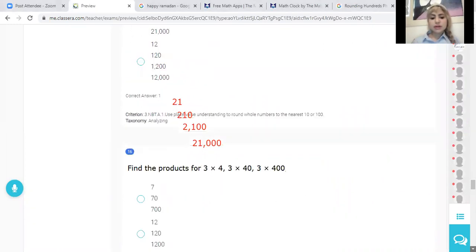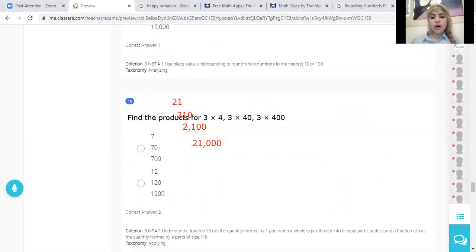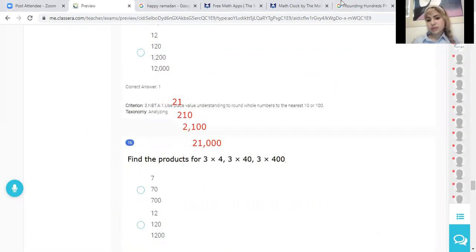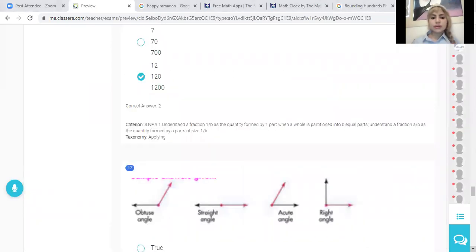The next question. Find the product of, it's the same concept, you see, it's not different. So you will do 3 multiplied by 4, 3 multiplied by 40, 3 multiplied by 400, which is 12, 120, and 1200.